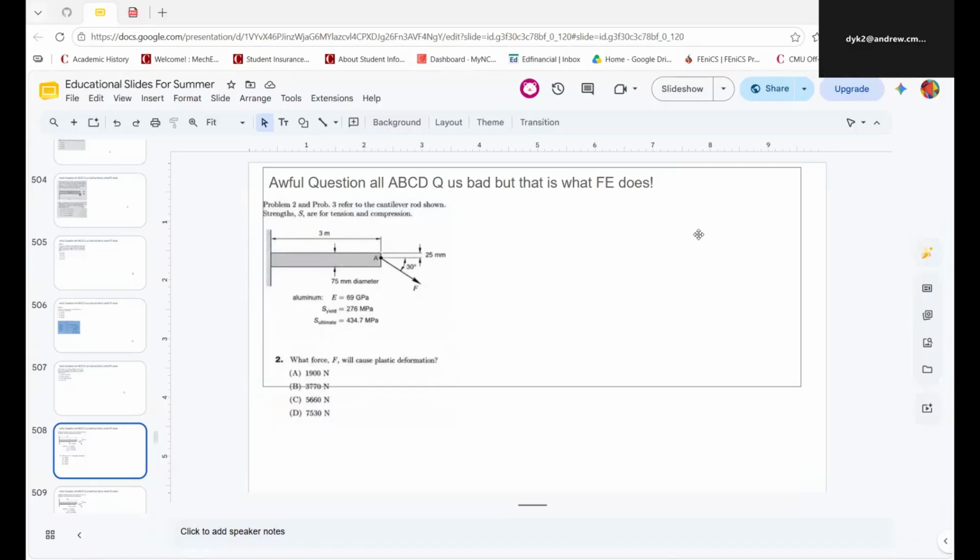Okay, here we have to figure out the most plastic deformation that could be happening. So plastic deformation is a little different. It's not beam deflection. It's when the column is being deflected. So you can imagine that it's actually a cantilever rod shown for tension and compression.